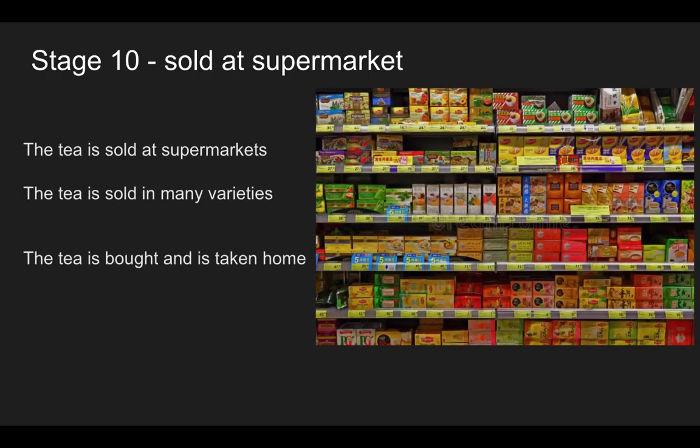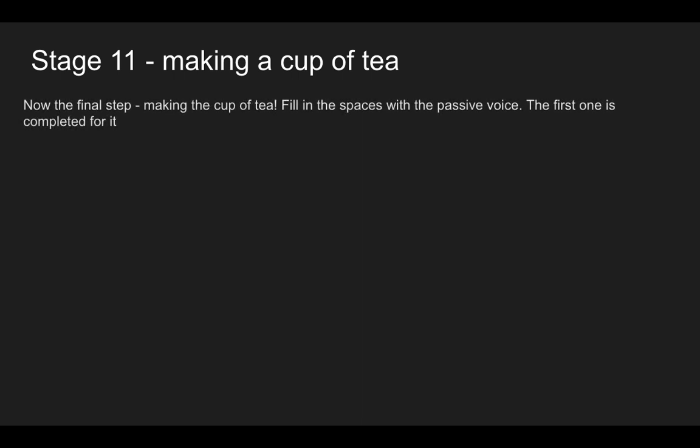And stage 10. The tea is sold at supermarkets. The tea is sold in many varieties. You can see all these different varieties of tea. The tea is bought by customers and taken home. So the final stage is making the cup of tea.